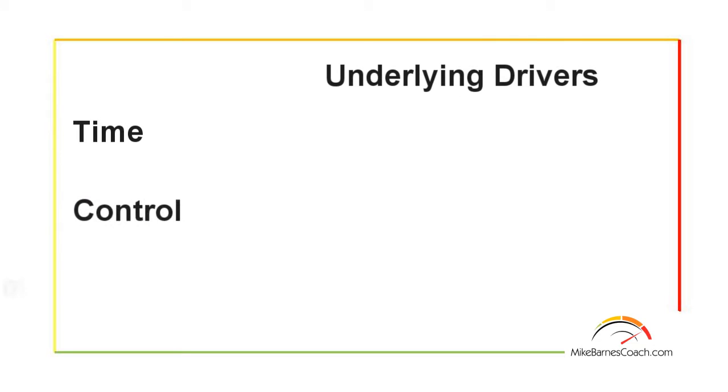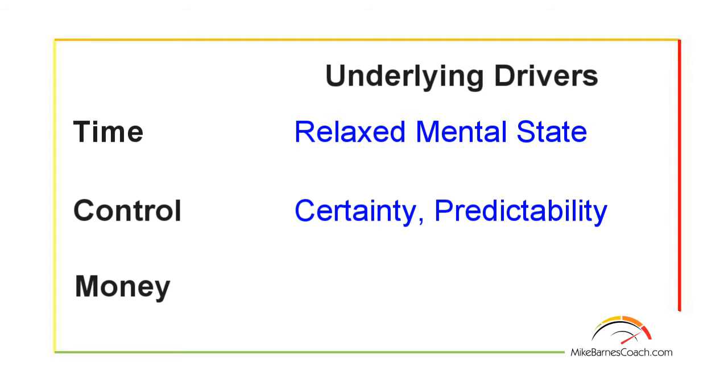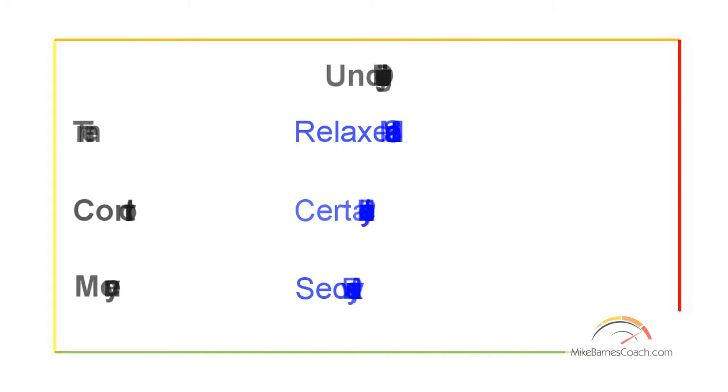So depending on how well you've connected with the person, you can bring those elements back in. So let's just recap the underlying drivers that we talked about when we mentioned time, control, money. So in relation to time, the underlying driver there was the hope for a relaxed mental state. The underlying driver for control is around certainty or predictability. And the underlying driver for money is about security and reward. The hierarchy again, time, control, money.